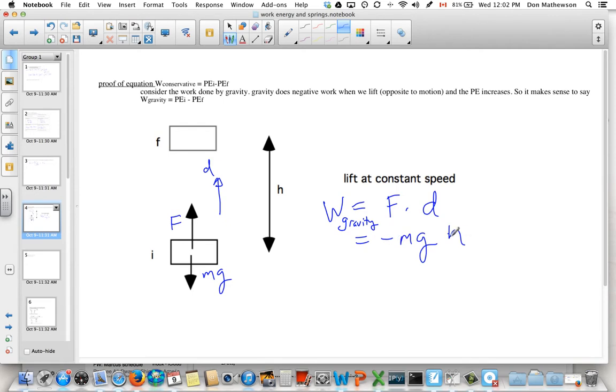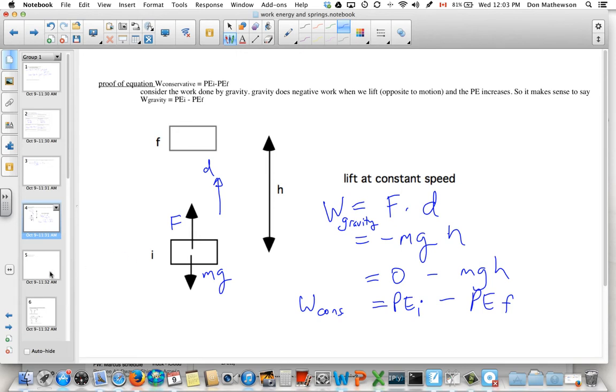So we find that the work done by gravity is negative mgh. That of course is 0 minus mgh. And because we're starting here, we could say that's a 0 of potential energy, and then we're ending up here. We see that the work done by gravity is a potential energy initial minus final. So that's a potential energy difference. And so this, at least, is a plausibility argument that the work done by a conservative force is given by a potential energy difference.